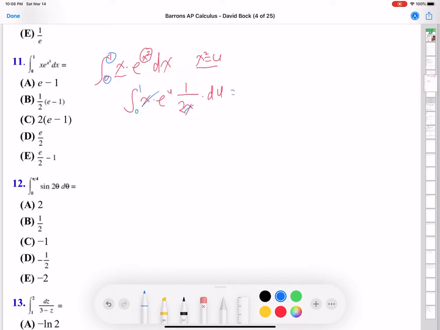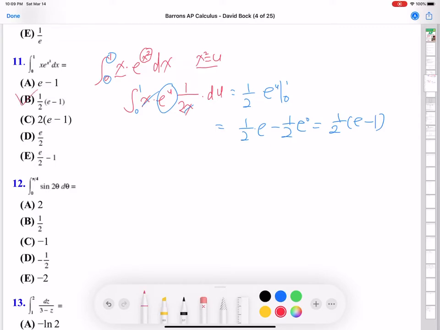And then 1/2 is the coefficient. What is the integral of e to the u? Still e to the u from 0 to 1. Plug in the upper limit, top number, which is 1. So 1/2 times e minus, plug in bottom number, e to the 0 power. E to the 0 power is 1, so 1/2 times e minus 1 is the answer. Choice B is the answer.